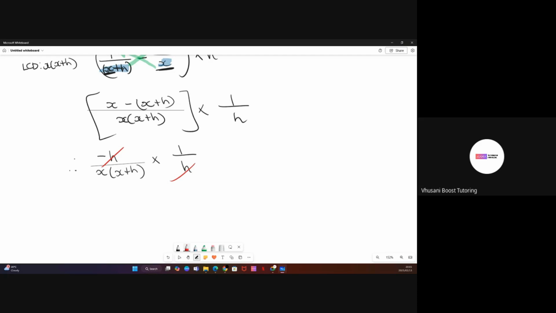Okay, perfect. So when we cancel those out, we basically have a negative 1 in the numerator divided by x multiplied by x plus h. So are you guys okay with this? We'll do a lot of these questions so that you guys are 100% with it.